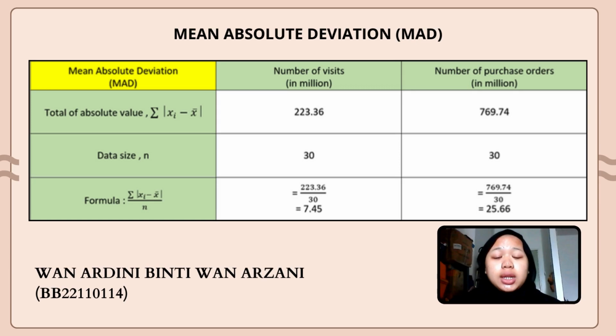Next, we can use MAD, which is mean absolute deviation, to find a measure of dispersion. How to find the MAD? First, we find the total of absolute values, by summing up each data point minus the mean, and then divide by the data size. Applying the values into the formula, the number of visits is 7.45 million, and the number of purchase orders is 25.66 million.